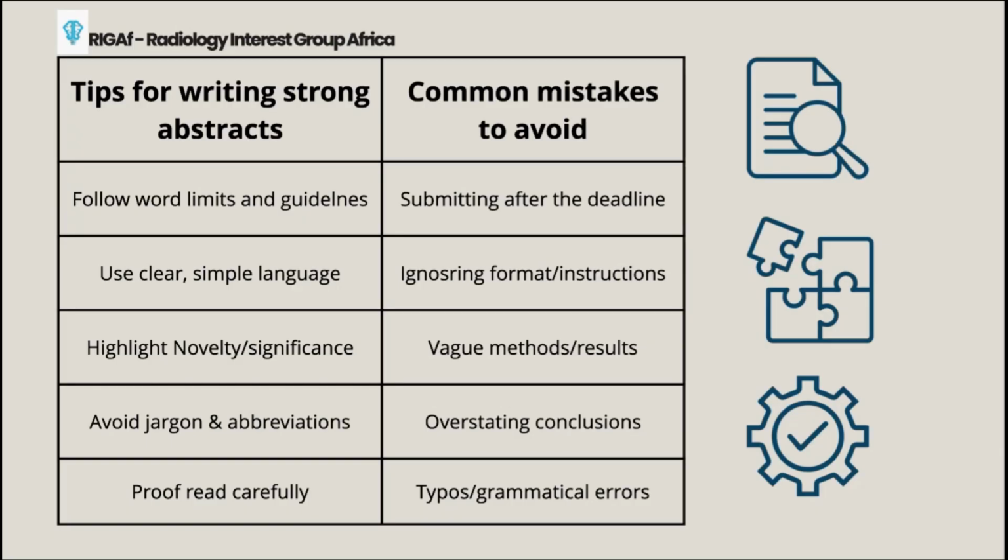On the flip side, the most common mistakes are submitting late, ignoring the required structure that a conference would want, writing vague results, overstating conclusions, or leaving typos and errors in the text. These small mistakes can make your abstract look weak, even if the science is strong. So it is important that we avoid those common mistakes. I think the overall takeaway is that clarity and compliance with instructions matter just as much as the science itself.